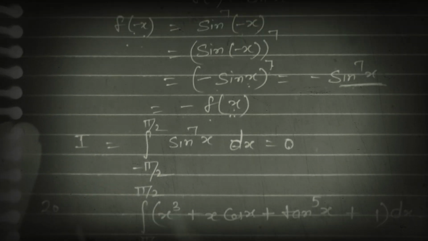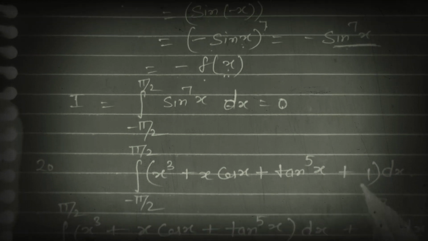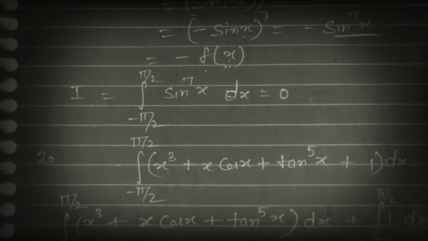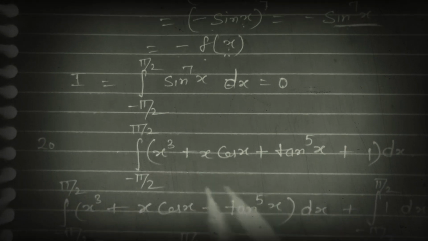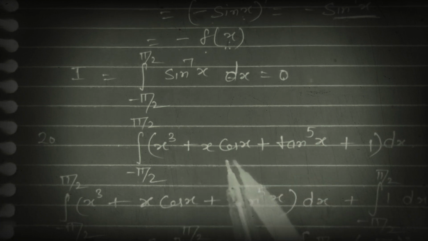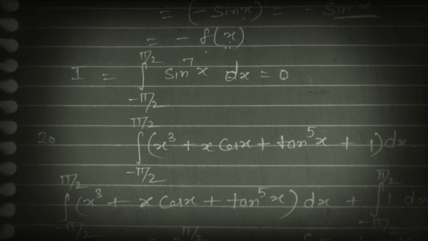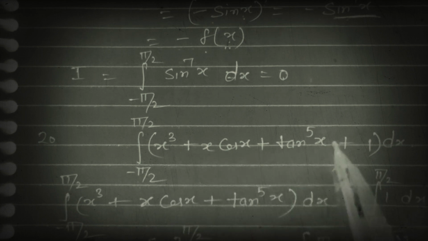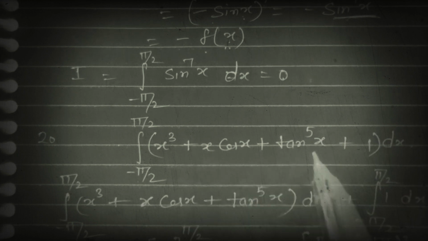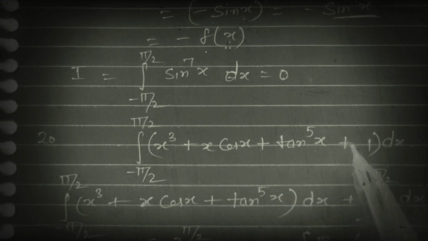Now come to question number 20. This is x cube plus x cos x plus tangent raised to power 5 x plus 1. Limit is minus pi by 2 to pi by 2. So this is same, we will use here same property, minus a to a. But look at this. Firstly, we will check whether this is odd function or even function. If we take f of minus x, this is f of x, then it is plus 1. This is constant. So it will be always positive.